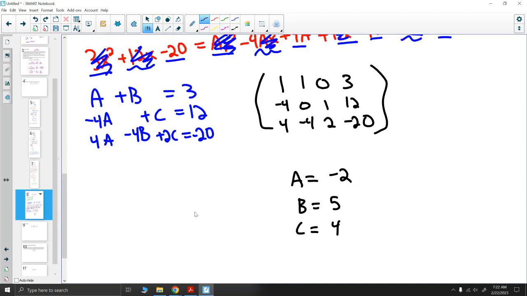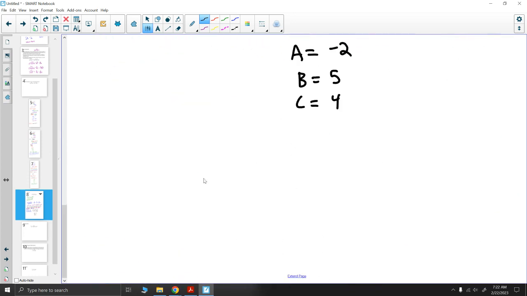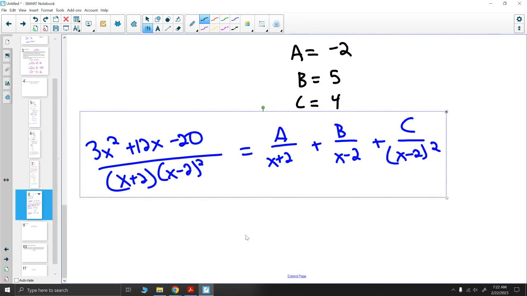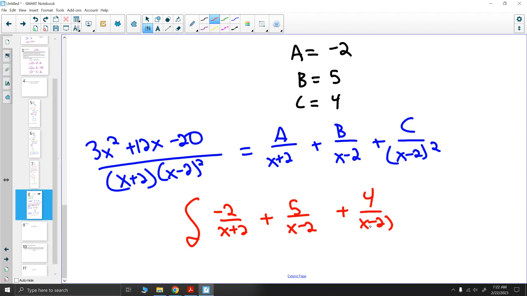Okay, so I'm going to grab this again, just so I have it. Okay, so we are integrating negative 2 over x plus 2, plus 5 over x minus 2, plus 4 over x minus 2 squared dx.